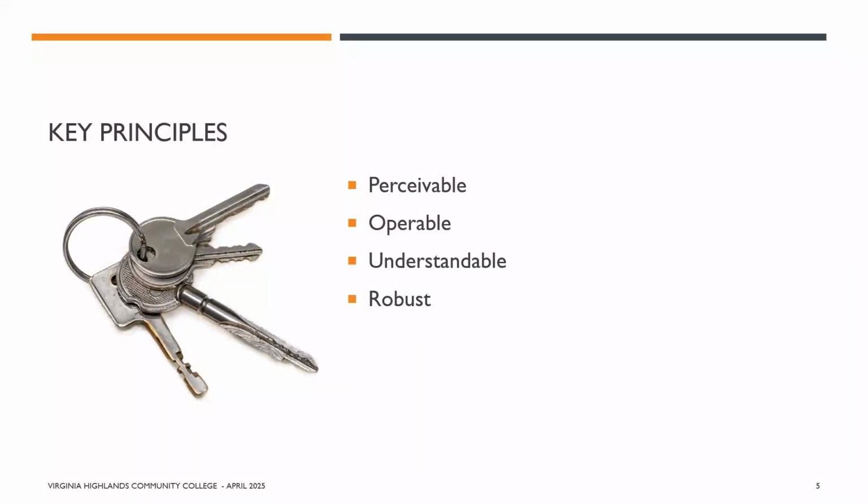To meet the requirements, we need to focus on four key accessibility principles: perceivable, operable, understandable, and robust. Perceivable means students must be able to access the information through their senses, whether that's seeing, hearing, or using assistive technologies. Operable focuses on ensuring that all interactive elements can be used, primarily through a keyboard. Understandable emphasizes clear language and logical organization. And robust means our content should work reliably across different technologies, including those used by students with disabilities.